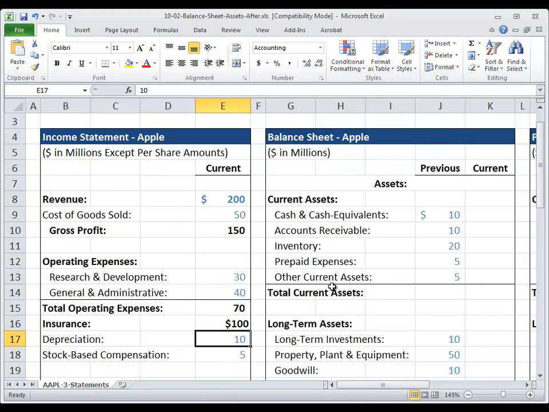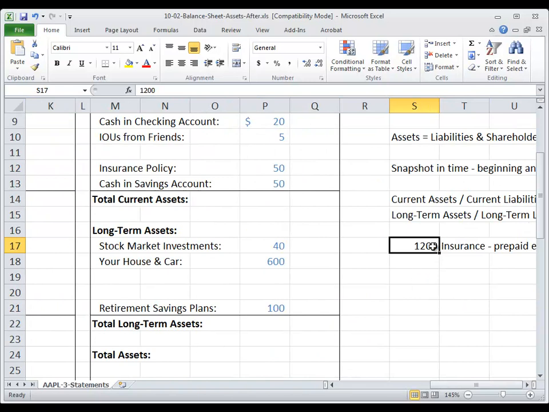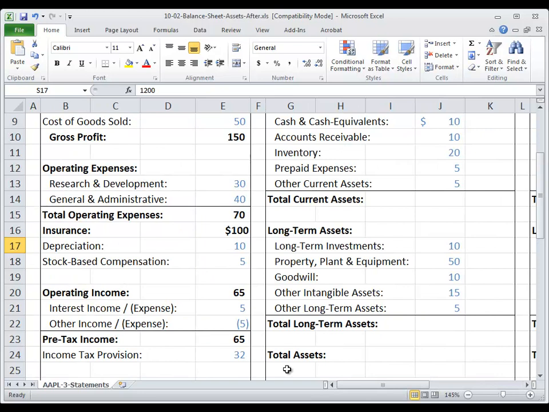And then on the balance sheet over each month, that prepaid expense column of 1,200 here would also decrease as you recognize more and more of that on your income statement. So that's an example of a prepaid expense.